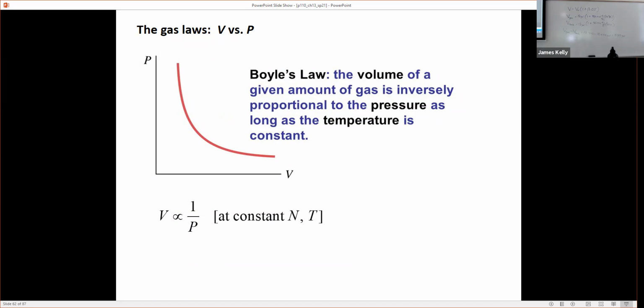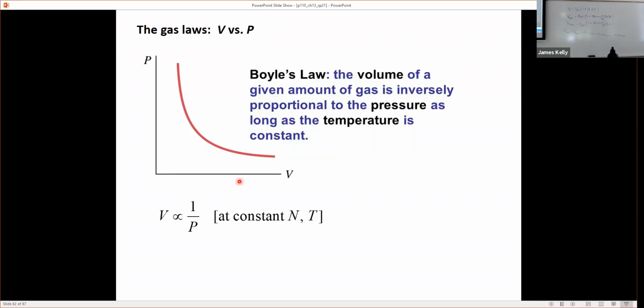How does volume vary with pressure, or how does pressure vary with volume? I mean, pretty clearly they're related. If I make the volume smaller on a gas, the pressure seems like it's going to go up, right? If I let it expand to a bigger volume, the pressure is going to go down. Boyle's law is just an experimental determination of that.